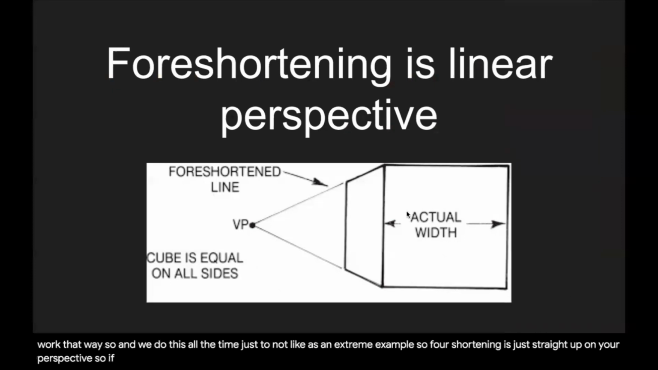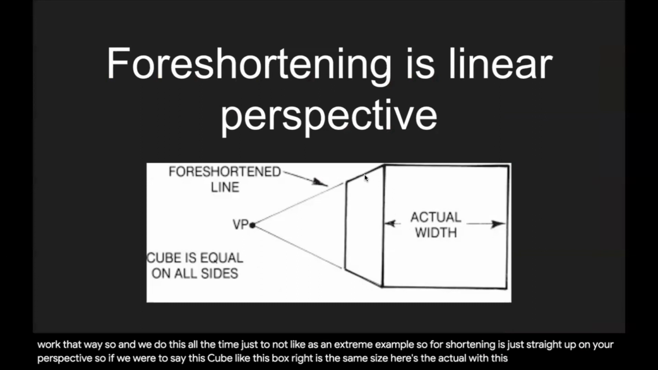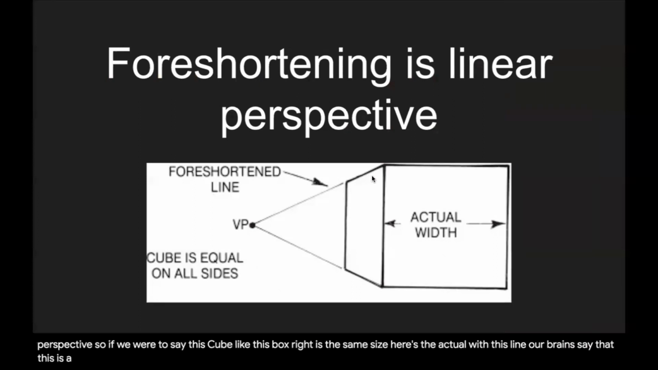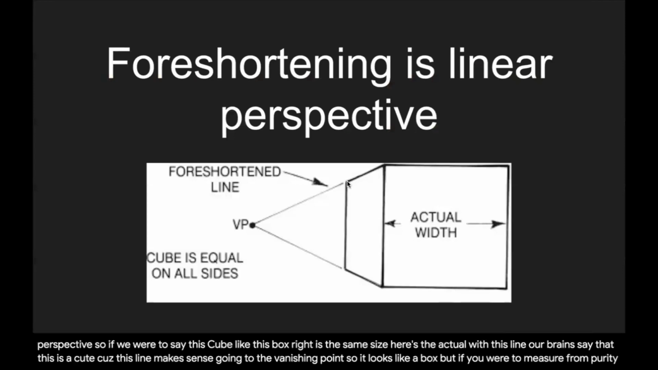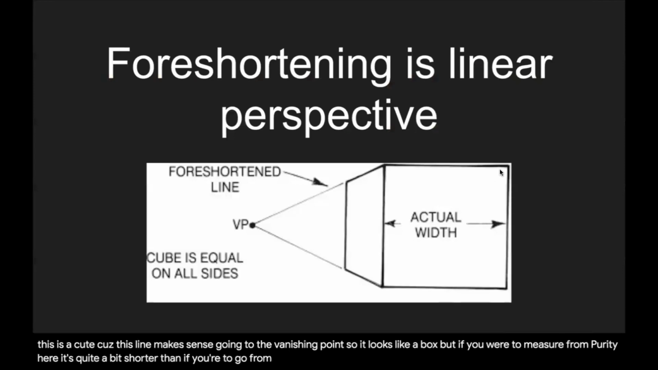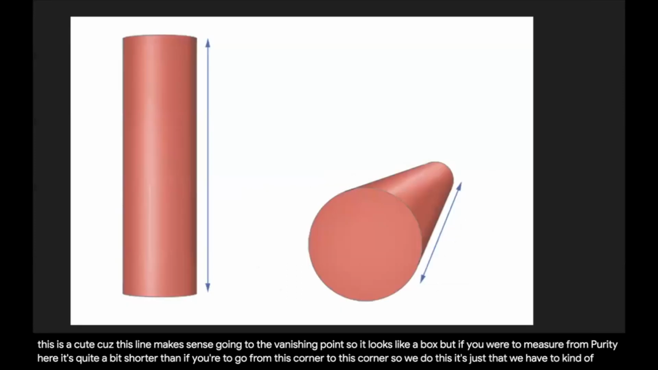So if we were to say this cube, like this box, is the same size. Here's the actual width, this line. Our brains say that this is a cube because this line makes sense going to the vanishing point, so it looks like a box. But if you were to measure from here to here, it's quite a bit shorter than if you were to go from this corner to this corner. So we do this. It's just that we have to go further with it, I guess.